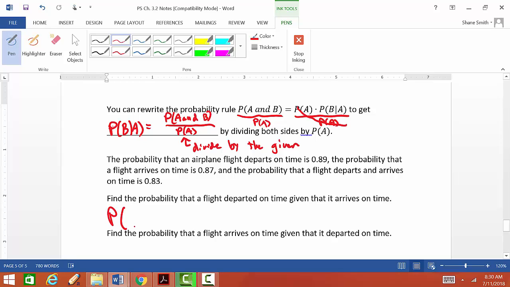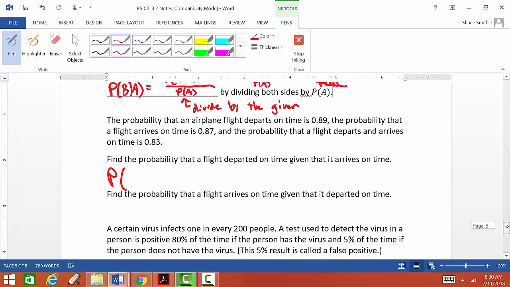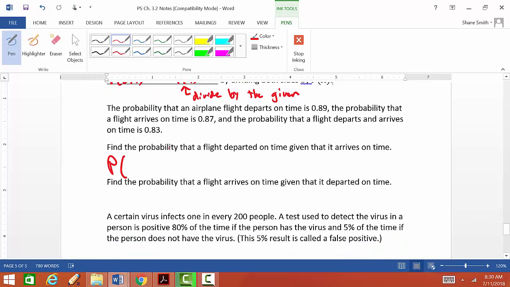So let's say you're standing in the airport, and let's say we're trying to figure out what time the plane is going to depart, but we know that the plane arrived on time, right? We know that the plane arrived on time.